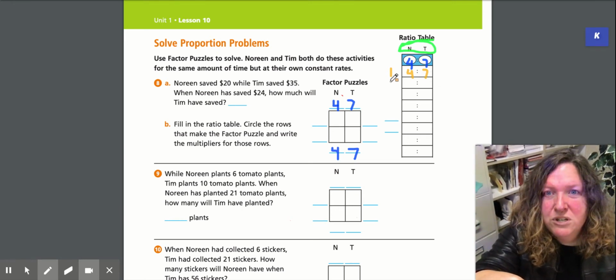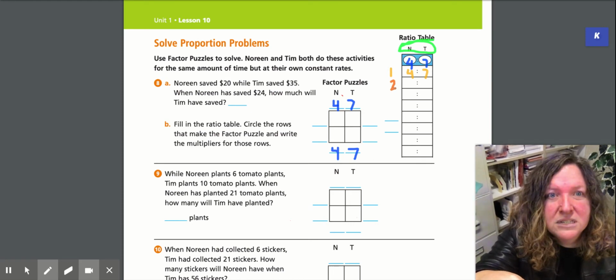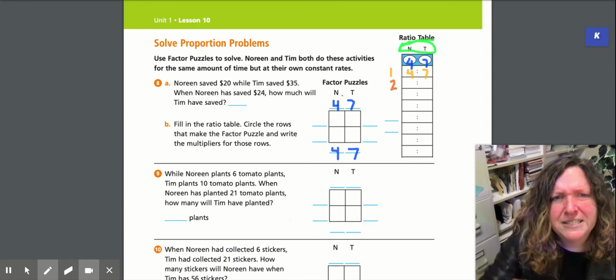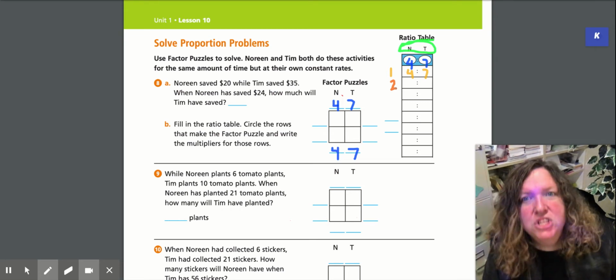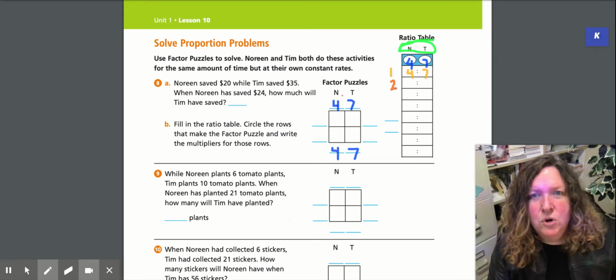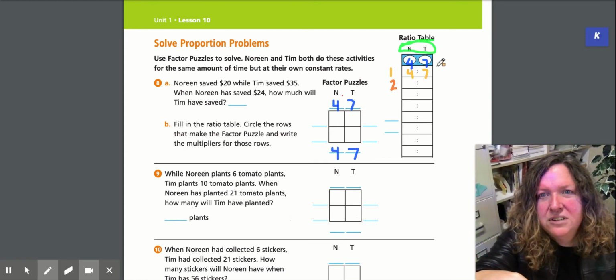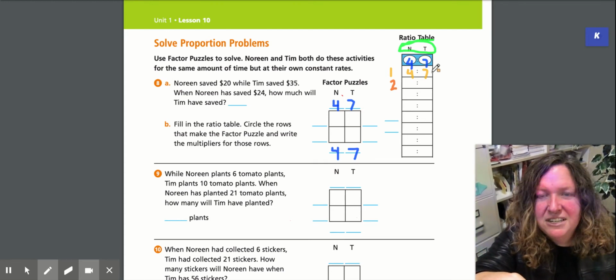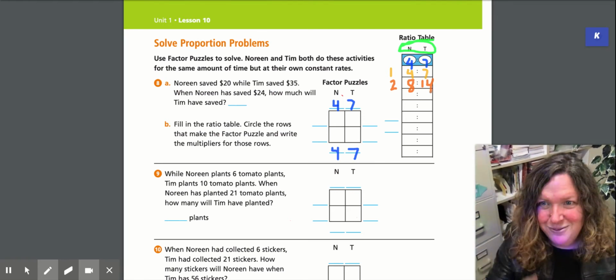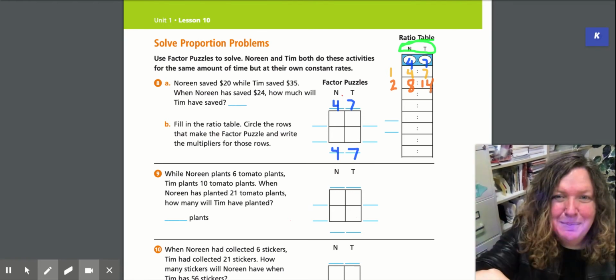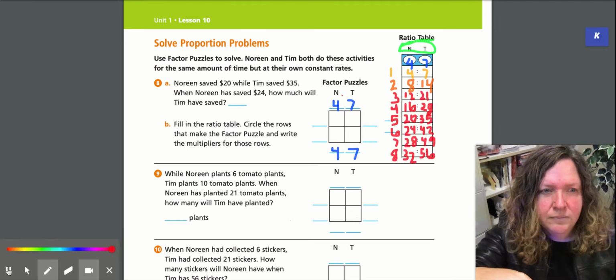So the first week, or the first, well, it doesn't tell if it's a week or a day. That's a lot to save in a day. We'll say it's a week. So the first week, Noreen saved $4 and Tim saved $7. The second week, now Noreen has saved $8 and he's saved $14. Pause the video, go ahead and fill out the rest of this chart, and then start back with me. I'll be right back too.